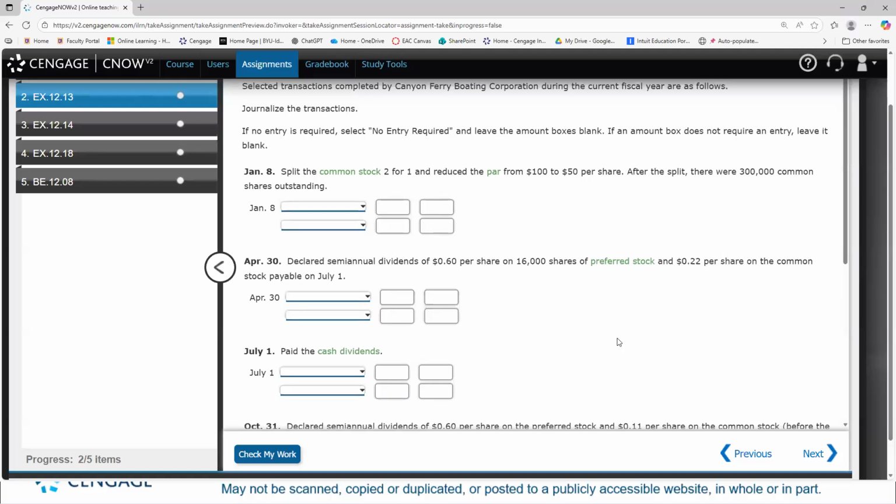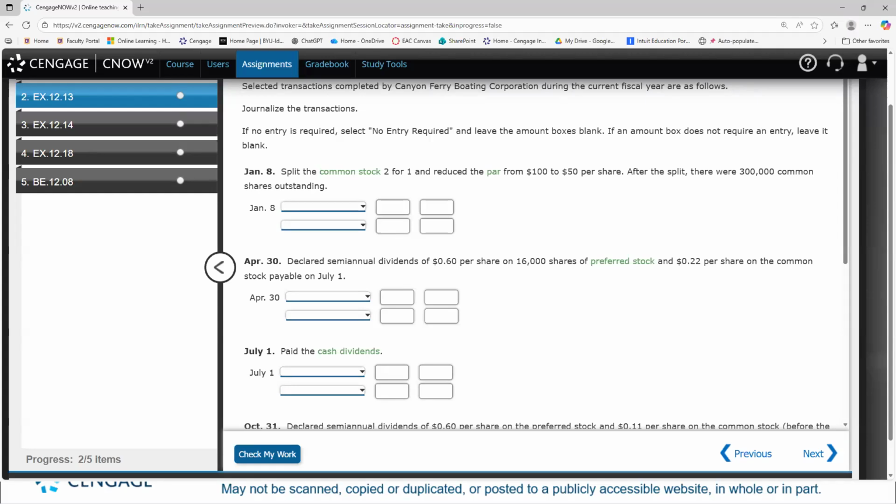So here are transactions completed by Canyon Ferry Boating Corporation. They want us to journalize them. So it says on January 8th, let's see, they split the common stock 2-for-1 and reduced the par from $100 to $50 per share. After the split, there were 300,000 common shares outstanding. So they want us to do the journal entry here. I feel like they're trying to be tricky on us.